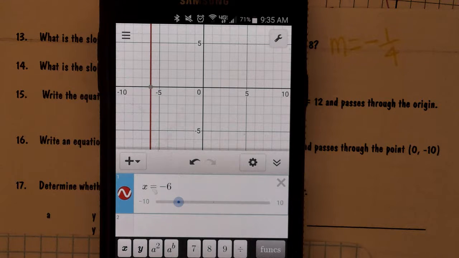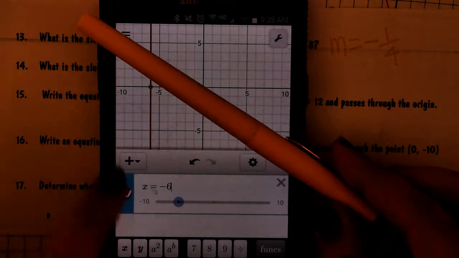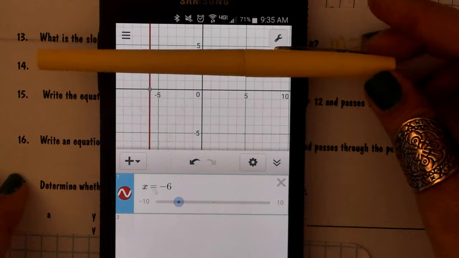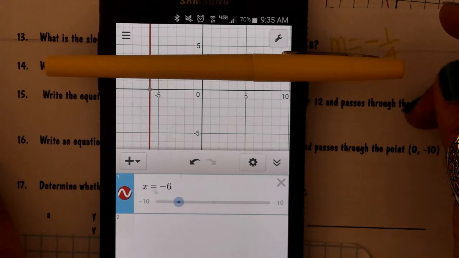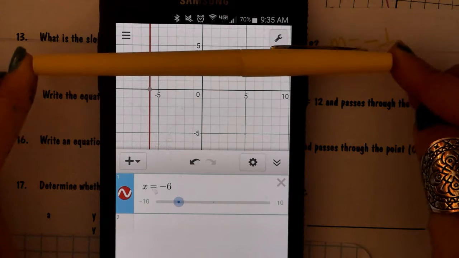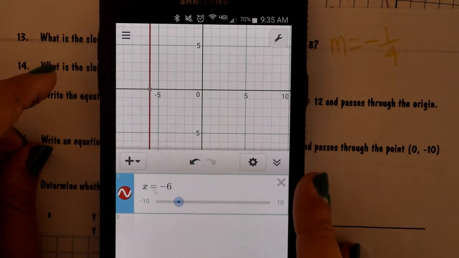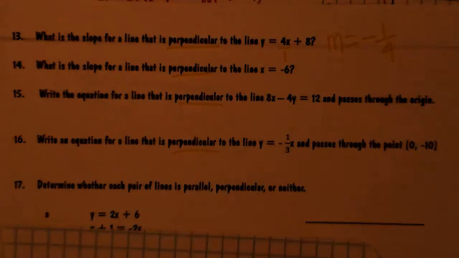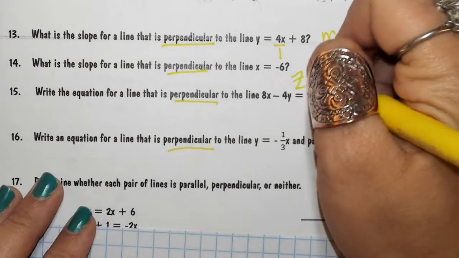Now, what kind of line would be perpendicular to it? Would it be like this? No, this would not be perpendicular to this line. Oh, yeah, because it crosses through it at a 90-degree angle, right? So what is the slope of this line? Perpendicular to an undefined slope is 0. So what is the slope for a line that is perpendicular to x equals negative 6? 0.